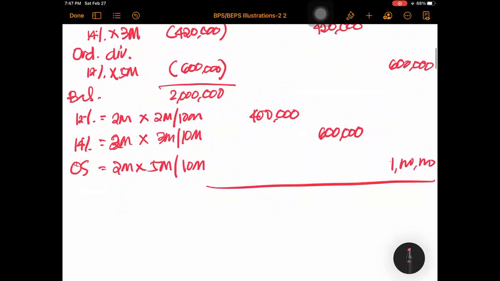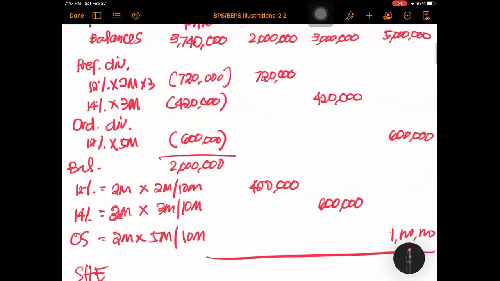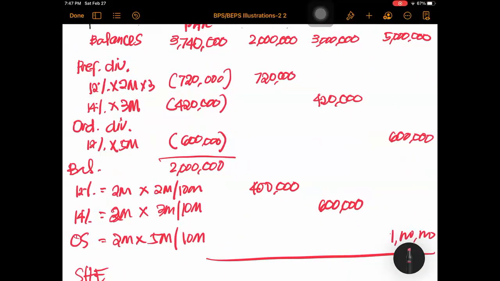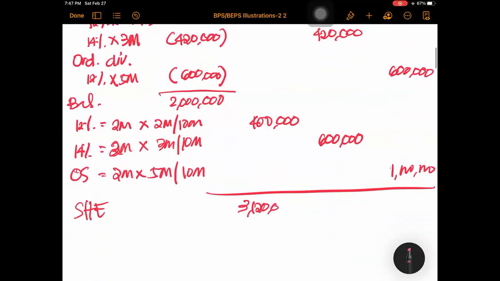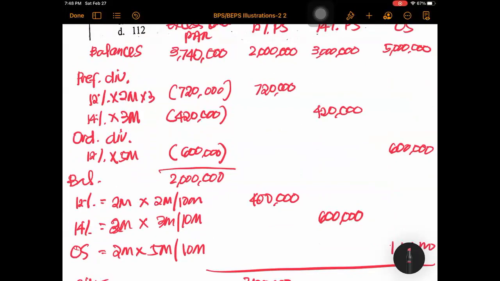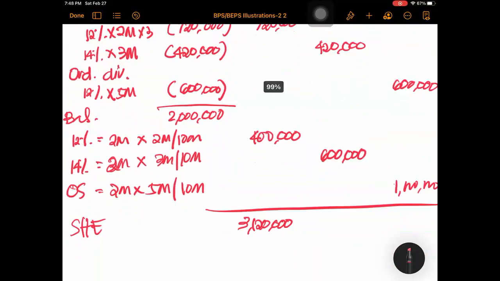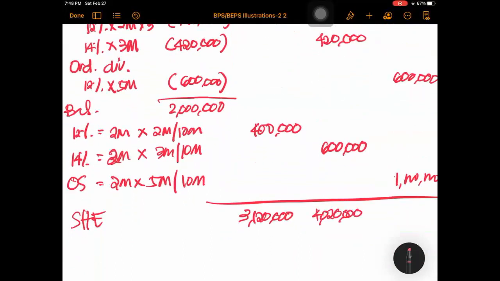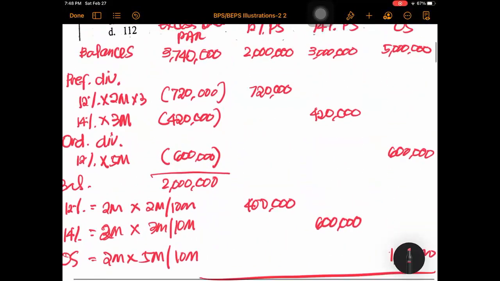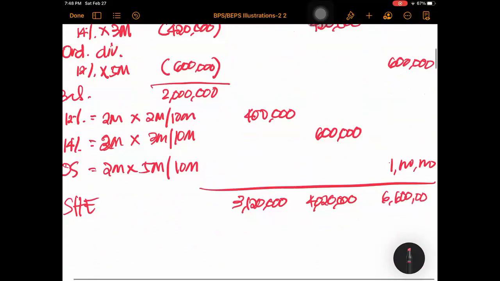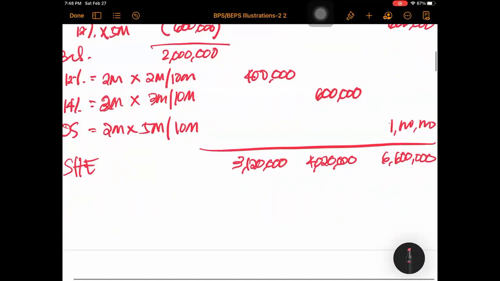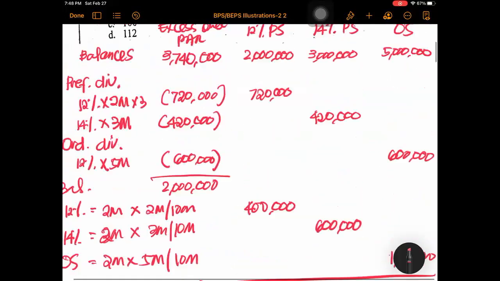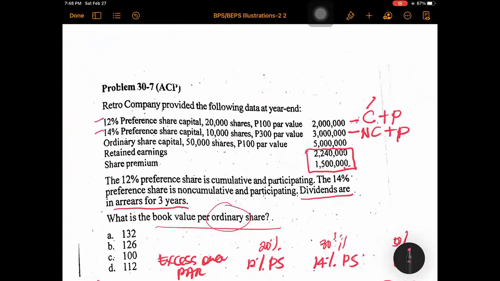This time we can compute the shareholders' equity. For the 12%: 2 million plus 720 plus 400 is 3,120,000. For the 14%: 3 million plus 420 plus 600 is 4,020,000. For the ordinary share: 5 million plus 600 plus 1 million is 6,600,000. Then divide by the outstanding shares. There are no changes, so 20,000, 10,000, and 50,000.